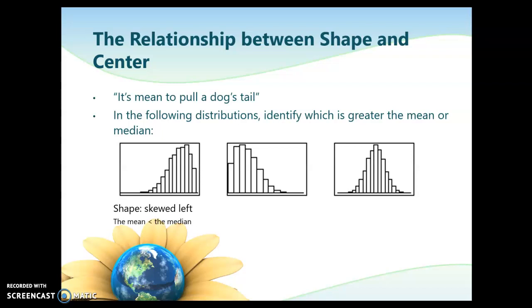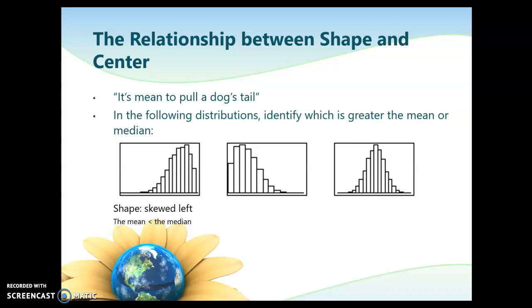So when you have a skewed left distribution, the mean is going to get pulled downward towards that longer tail. Therefore, the mean is going to be less than the median because the median's not going to change. The median's going to stay right around where it is. We say that the median is resistant to outliers. So the mean is pulled in the direction of that left tail, making the mean smaller than the median.